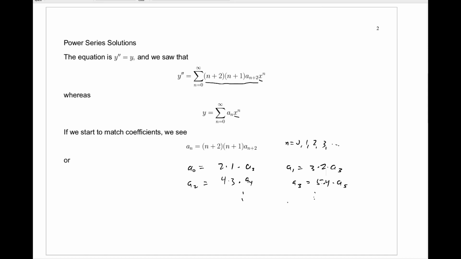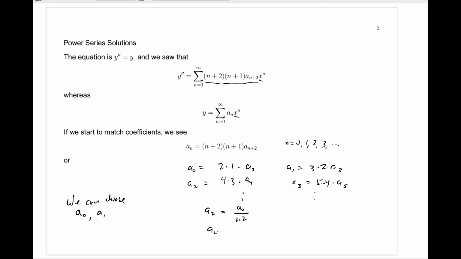And those are arbitrary. We can pick them to be anything we want and then carry out this procedure to find the other coefficients. So we can choose A0 and A1 to be any real numbers. And then let me just rewrite these equations a little bit. I'll solve this for A2. Once you've chosen A0 and A1, A2 has to be A0 over, I'll write it as 1 times 2.